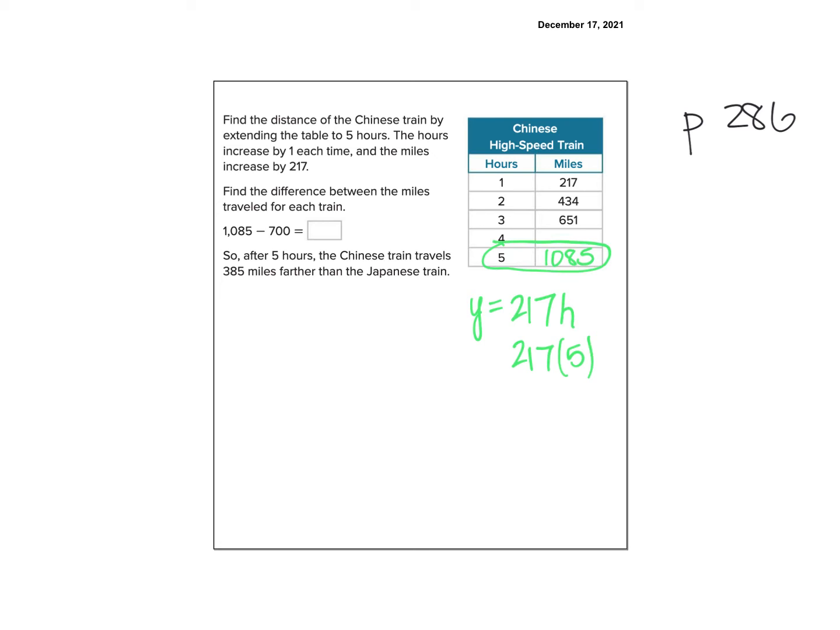Now it says, let's subtract them to figure out how much further one goes than the other. So I'm going to do 1,085 minus 700. I get 385, so it looks like 385 miles further after 5 hours.